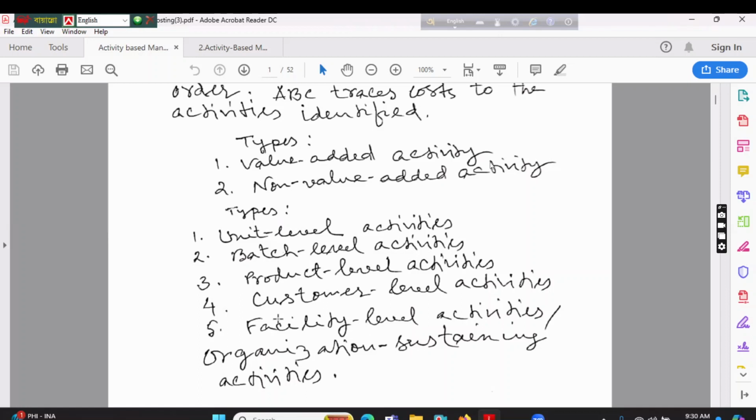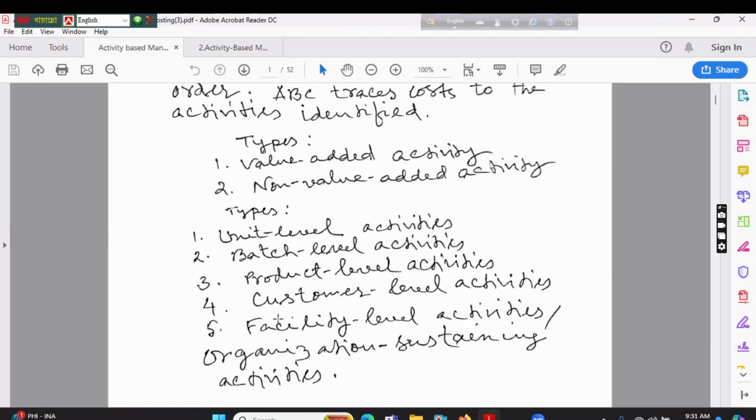Product level activities are supporting activities for different products in the product line. For example, engineering activities. A product line is a group of similar products. Expenses in these activities include engineering cost, design, development, test, etc.